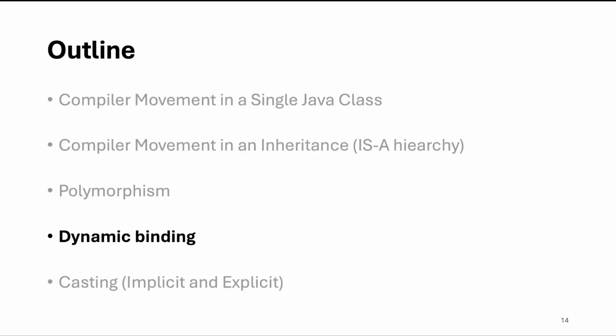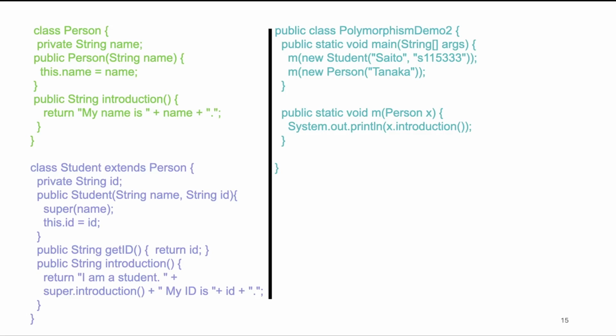Now let us see what is dynamic binding. To understand dynamic binding, let us create one more example. In this example, our superclass person remains the same. The subclass student, which extends the person, also remains the same. But the demo class that we are writing is different. Let us try to understand.